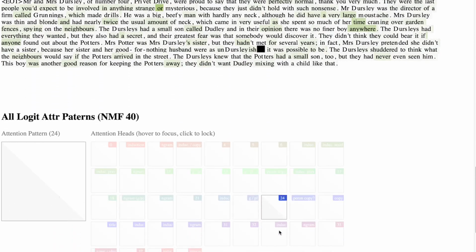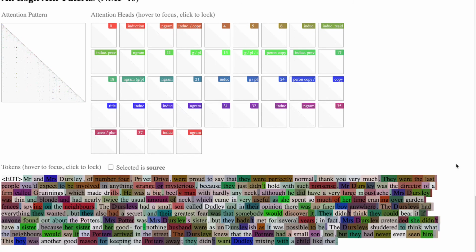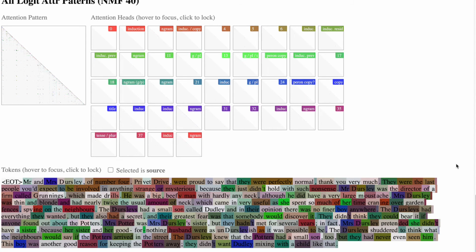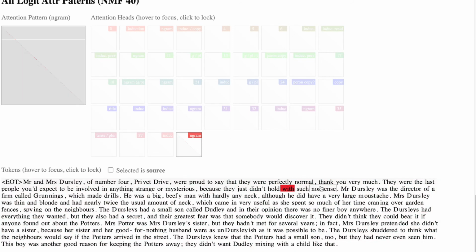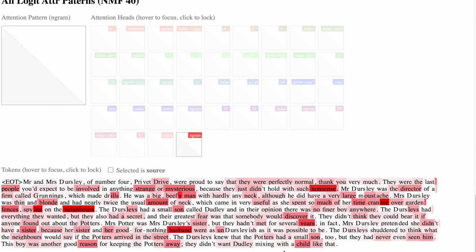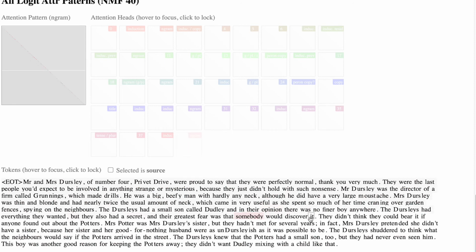So let's switch to the 40 factor one, again, attribution. So now we have 40 components, and for each one we're seeing which tokens affected which other tokens through some set of attention heads. And just continuing on the n-gram one for a second, again, it's going to be a lot of the same thing. With nonsense, 4 years, with child, keeping away, another reason, her husband, 4 years, somebody discover. These are kind of weak, although kind of interesting.